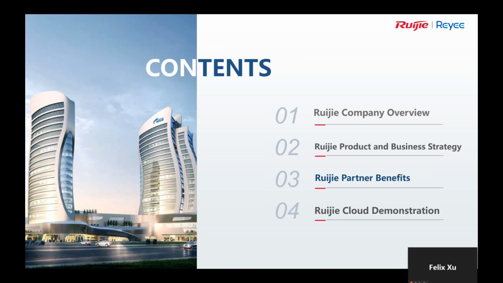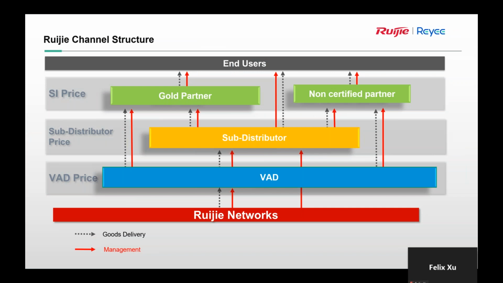Okay, now I'm going to tell you what benefits you could get if you become a Ruijie partner. Here you can see the channel structure. From different tier partners, Ruijie provides different prices. Here I need to mention that the price is fixed. Every partner should strictly follow the price rules to keep a healthy partner ecosystem. We hope every Ruijie partner could increase their business revenue together with Ruijie.